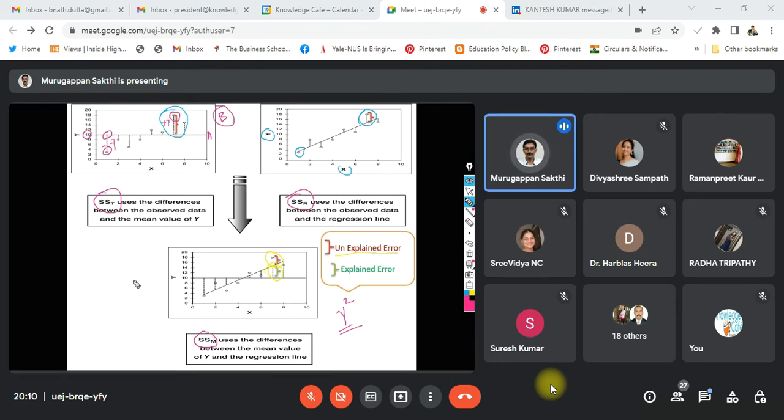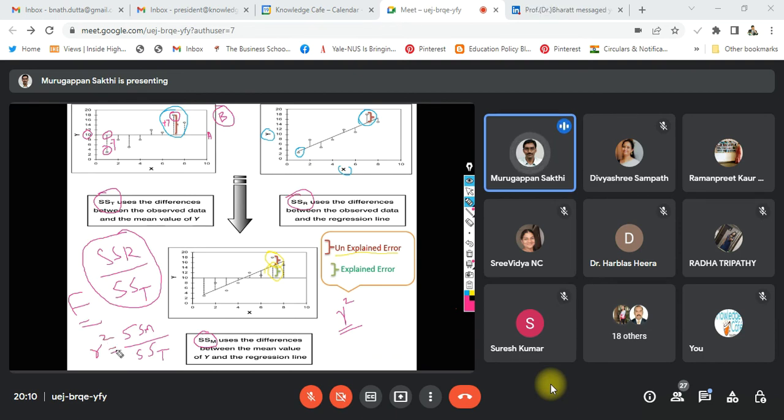Normally, I hope you can understand that SSR divided by SST, normally we are dividing it in the ANOVA. This is called an F ratio. Or wherever you are seeing SSR divided by SST, SSM divided by SST, this is called R square.